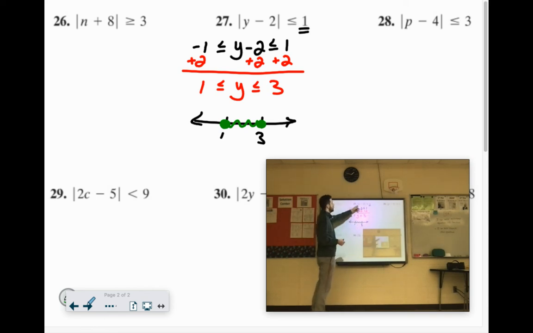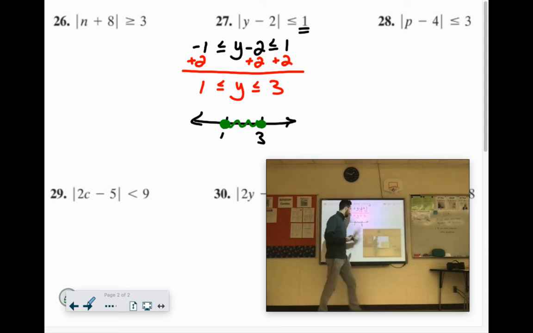If we try 2, 2 minus 2 is 0. Absolute value of 0 is 0, which is less than 1. If we chose any number less than 1 or greater than 3, it's not going to work. If we chose 4, 4 minus 2 is 2. Absolute value of 2 is 2, and 2 is not less than 1.